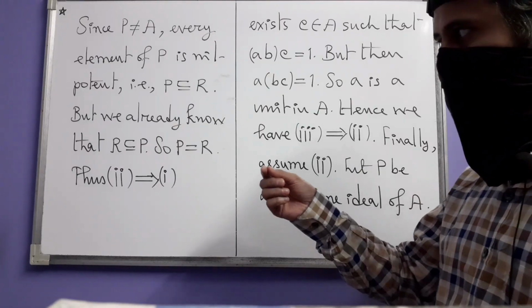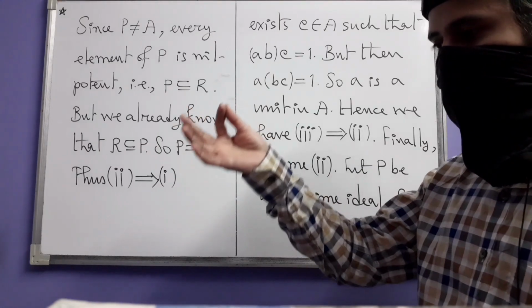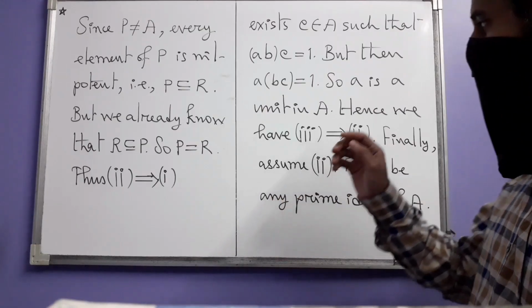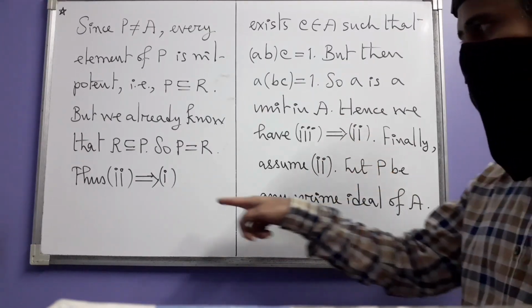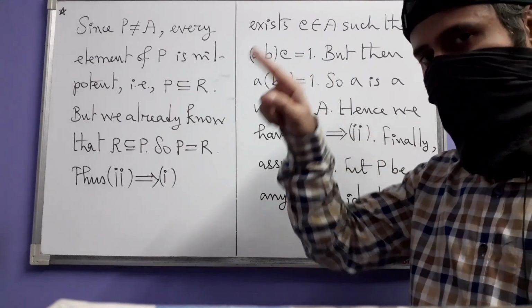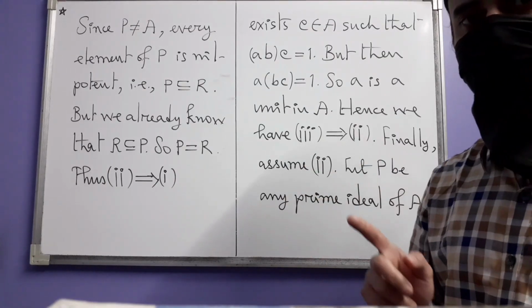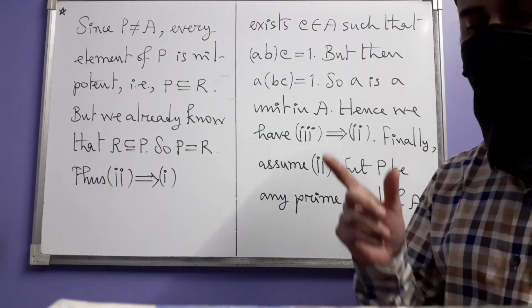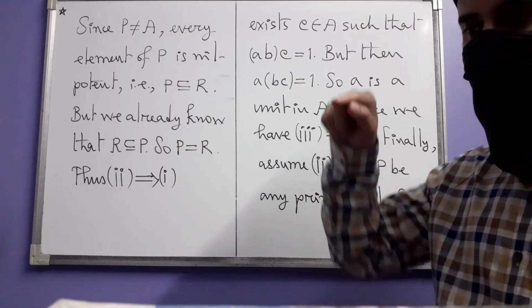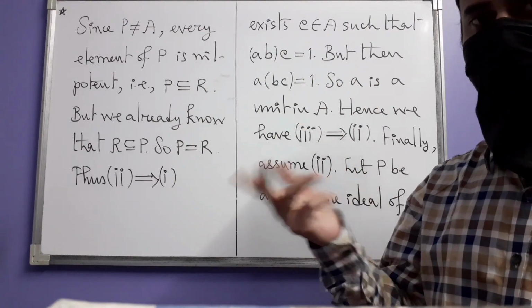So the way we proved these things, 1 implies 3, 3 implies 2, and 2 implies 1. So it's forming a cycle. So that's why the 3 statements are equivalent to one another. If any one of them is true, then following this cycle you can reach the other 2.